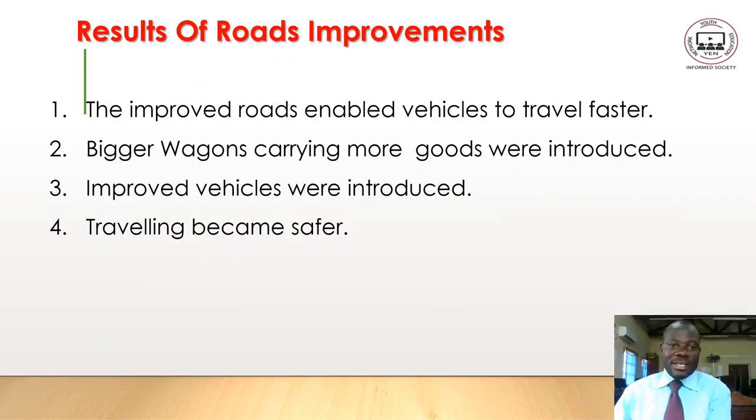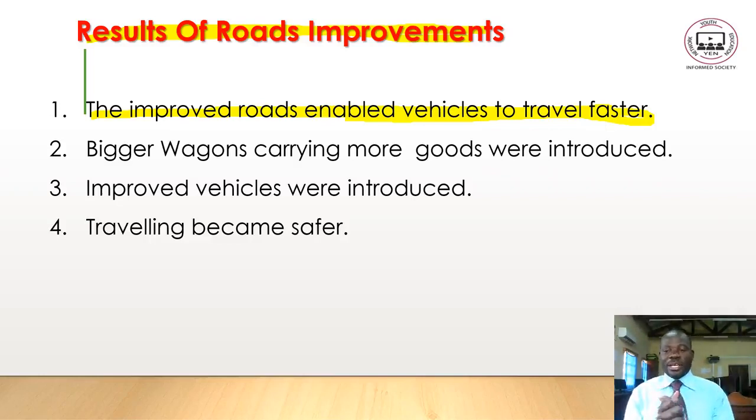Now let's look at the roads. What were the improvements? What were the results of the road improvement? Number one, it improved the roads. The improved roads enabled vehicles to travel faster. So as you can see, if you compare traveling on the tarmac road and the earth road, you find that on the tarmac road, you move faster.